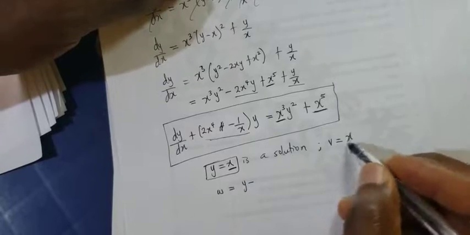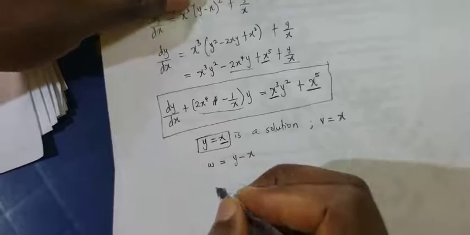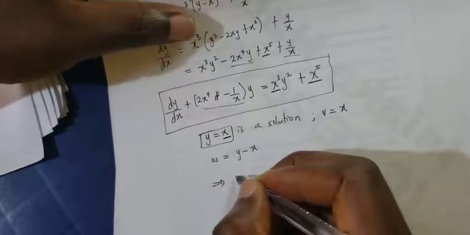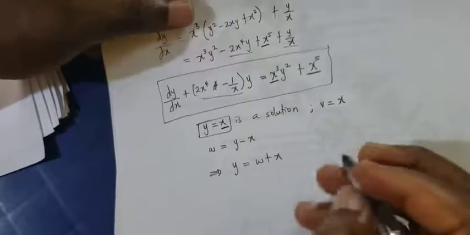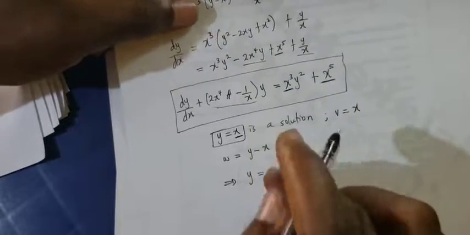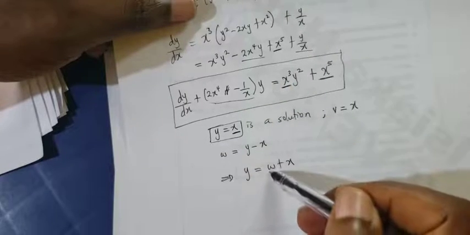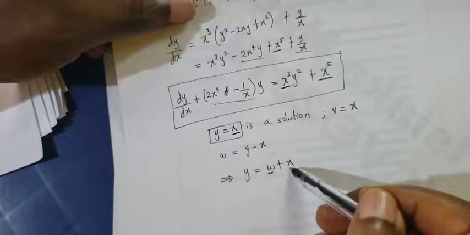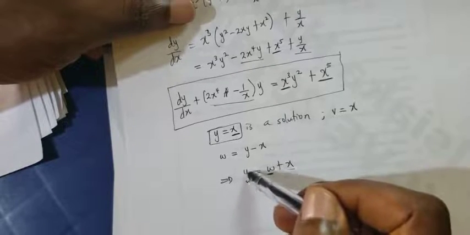So we're going to have w equal to y minus v. Our v is that solution, in this case x. So from here it will follow that y is equal to w plus x. Why are we doing this? We want to use this substitution so that our differential equation at the end of the day will depend on only w and x. Then we'll solve for w, then we'll come back to put it here to get our second solution.